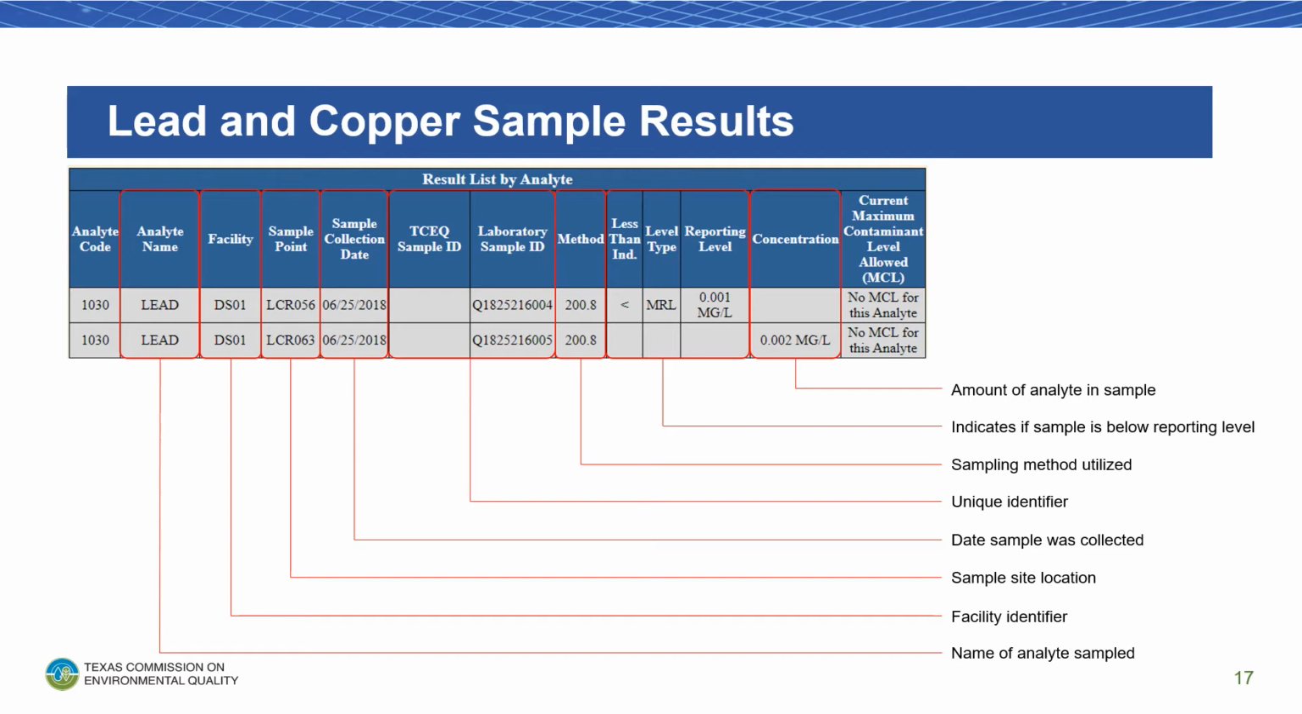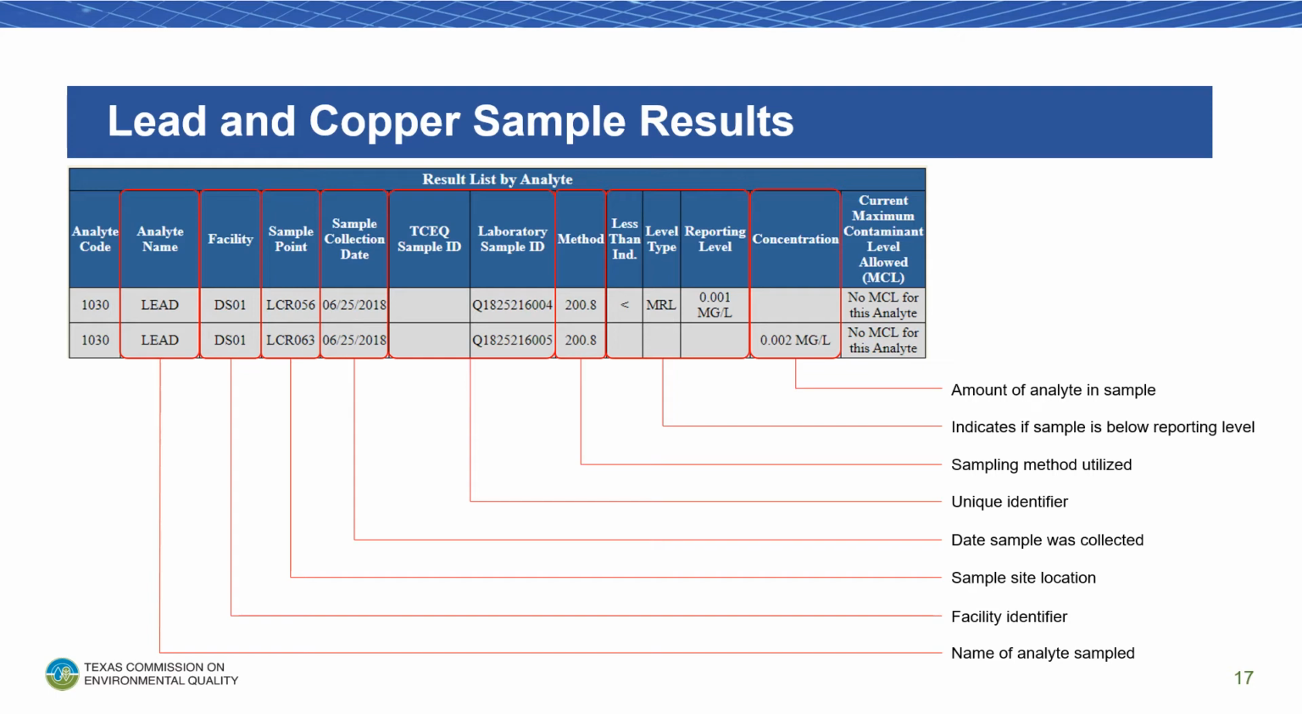Sample collection date lists the date the sample was taken. TCEQ sample ID and laboratory sample ID provide a unique identifier that is associated with the sample. The TCEQ sample ID field can sometimes be blank because it is often analogous to the laboratory sample ID. Method provides the type of scientific technique utilized to measure the sample.